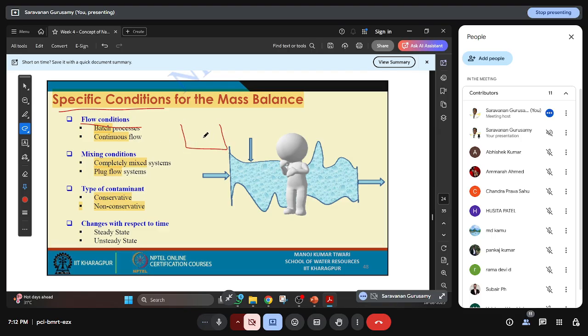If you take a 1 liter tank and add 1 liter of wastewater, wait for some time until it gets cleaned, and then take out the 1 liter and again add another 1 liter, that is called a batch process.